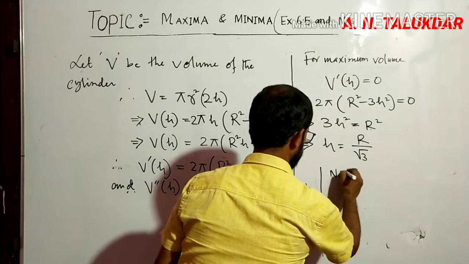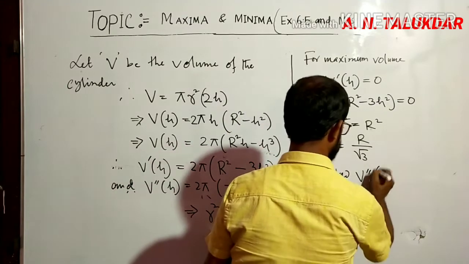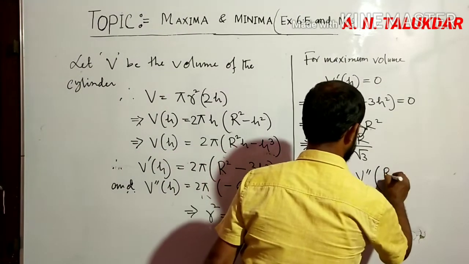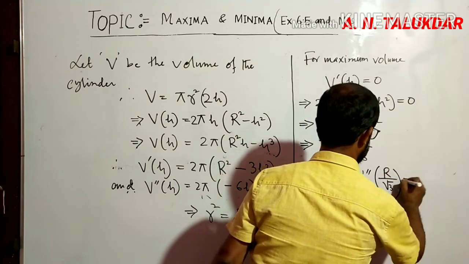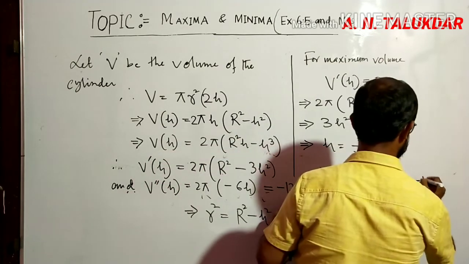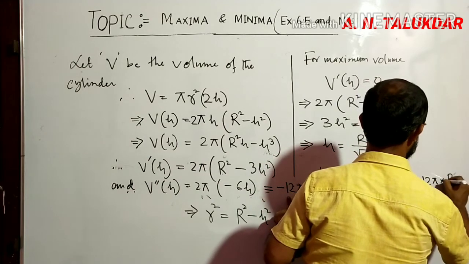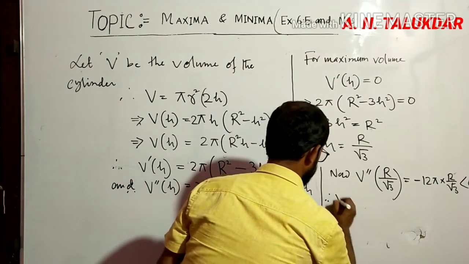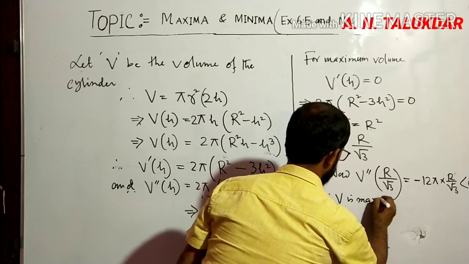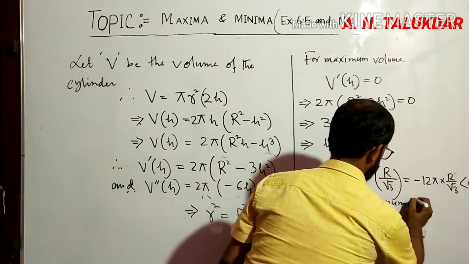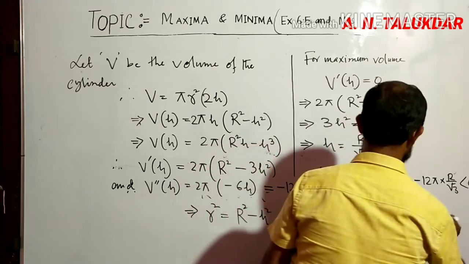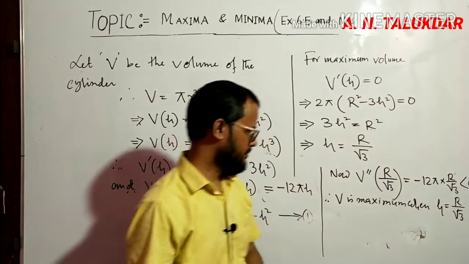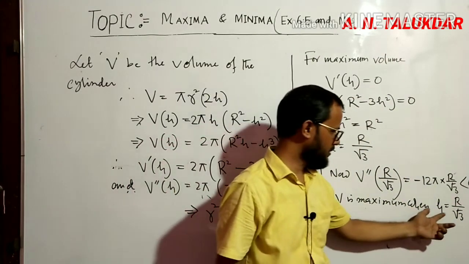Now what is V double dash of h? This is V double dash of h, replacing h by R by root 3. So this is minus 12 pi into R by root 3, which is a negative quantity. So finally what is the conclusion? Therefore V, the volume, is maximum when h equal to R by root 3. That means the volume of the cylinder is maximum when h is equal to R by root 3.